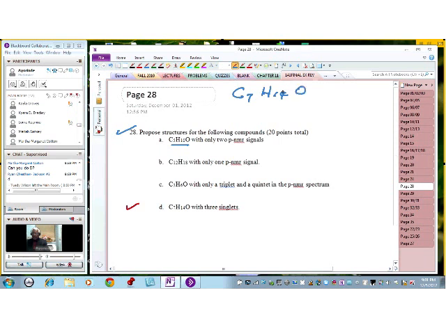Let us do D. And the formula here is C7H14 and 1 oxygen. Now, the index of hydrogen deficiency here, IHD, equals 1. Okay? So that means you could have a double bond or ring. So, in this case, you simply have to work out all kinds of possibilities. You only have 3 singlets. One possibility that I will come up with will be this here.